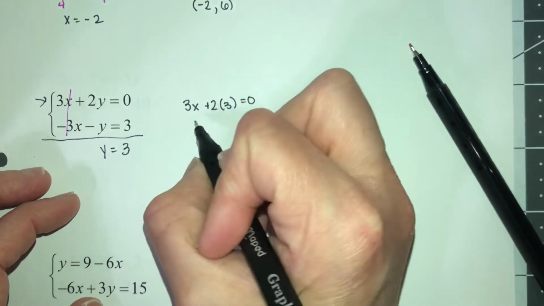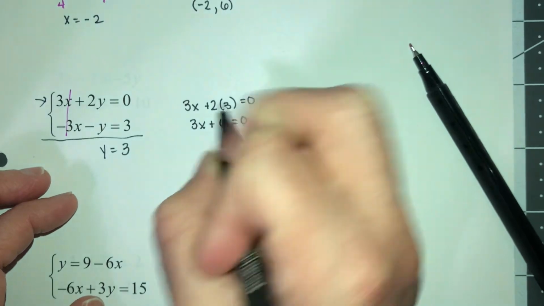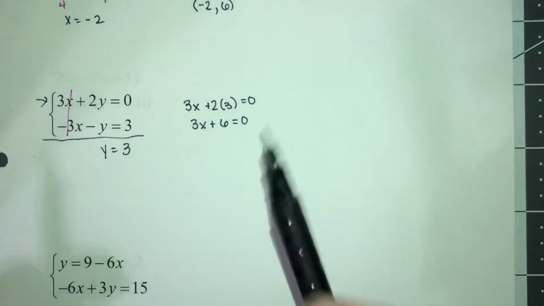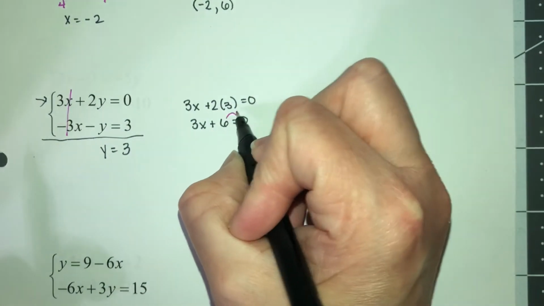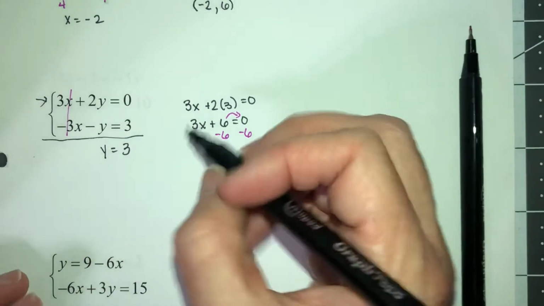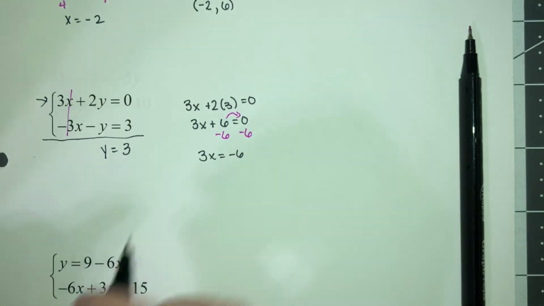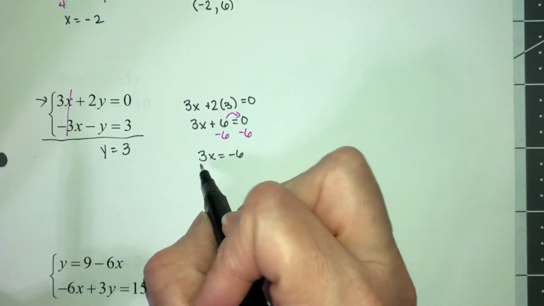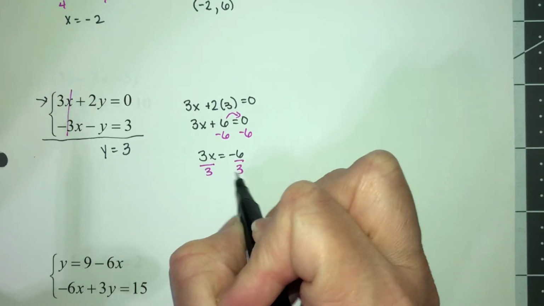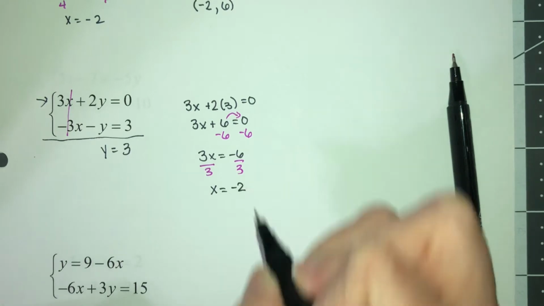Do your arithmetic here. 3x plus 6 equals 0. Solving for x, so I need to move this 6 over to here. Subtract 6 from both sides. 3x equals negative 6. Now divide both sides by a 3. And we get x equals negative 2.